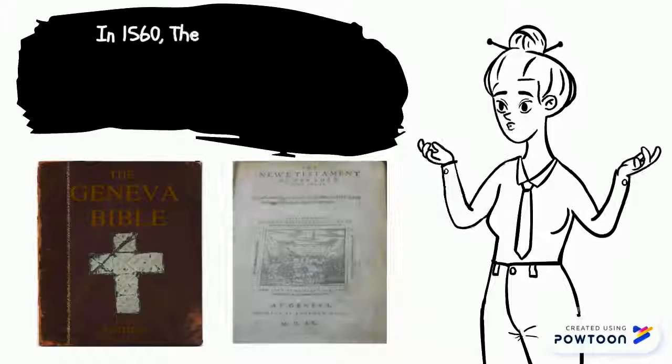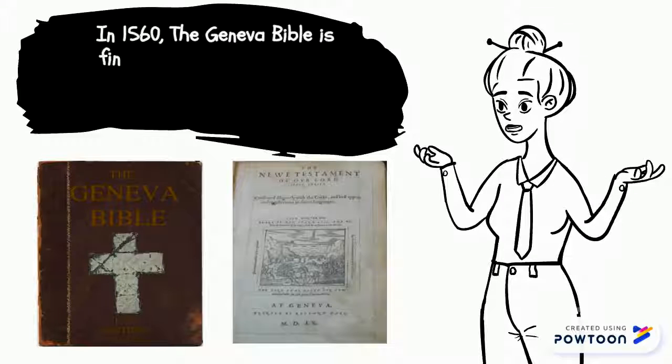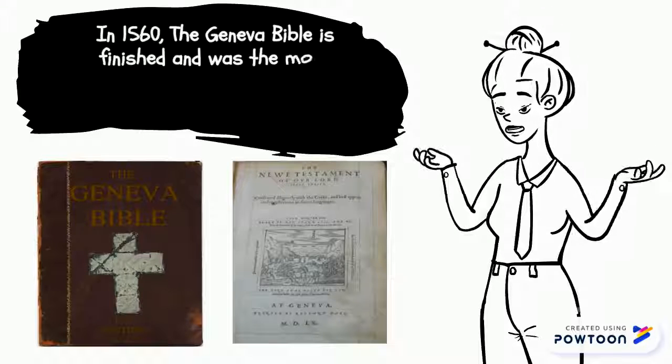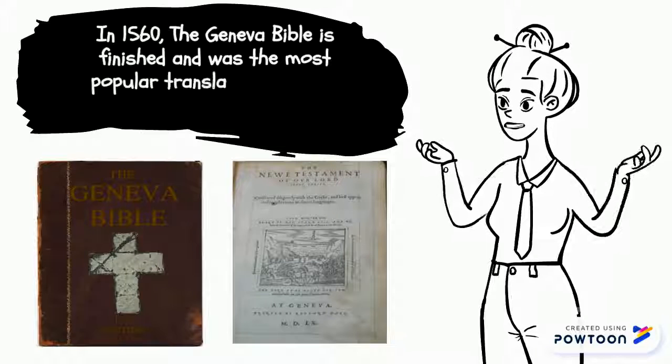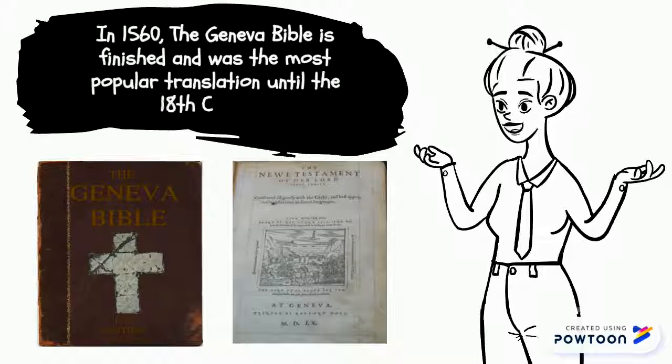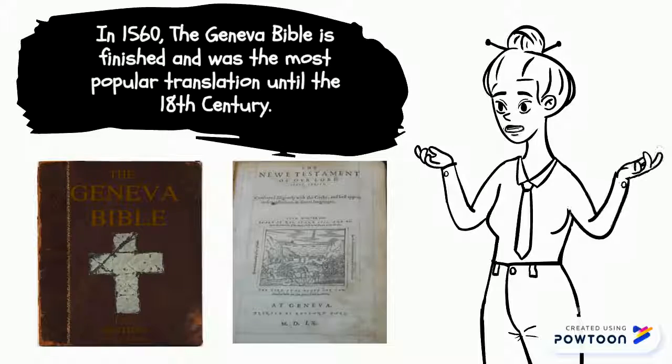In 1560, the Geneva Bible was finished and was the most popular translation in the 18th century. The Geneva Bible set a new standard for the overall quality of the translation itself.